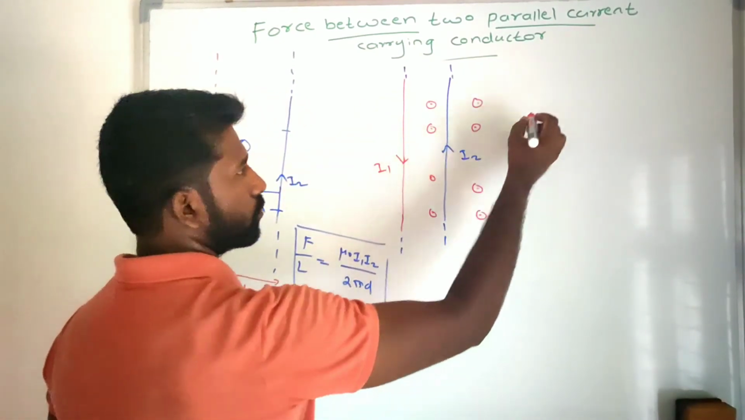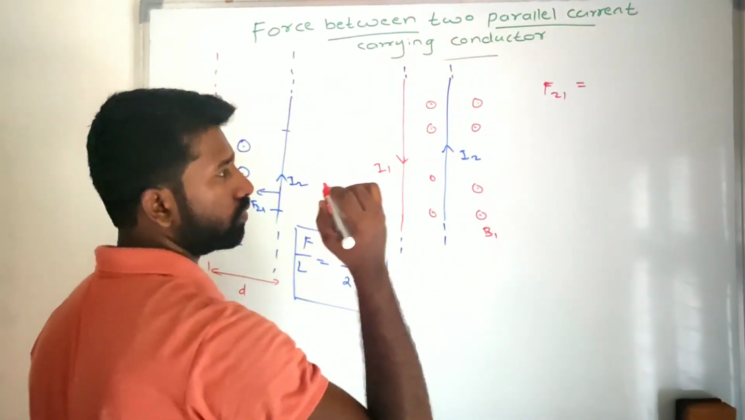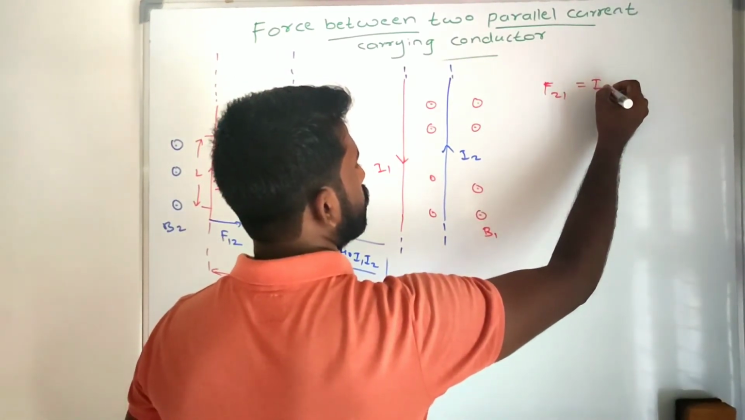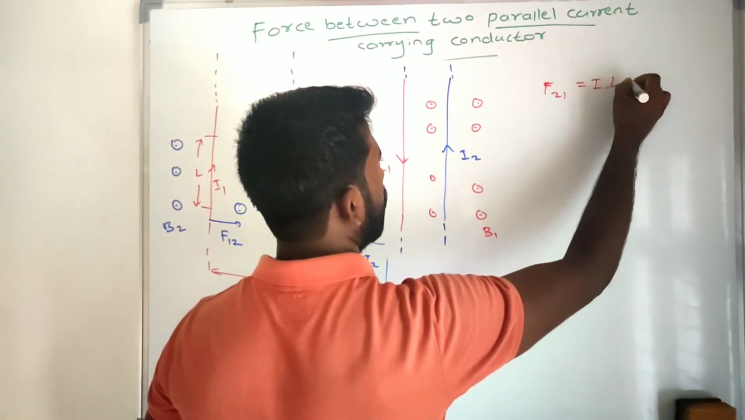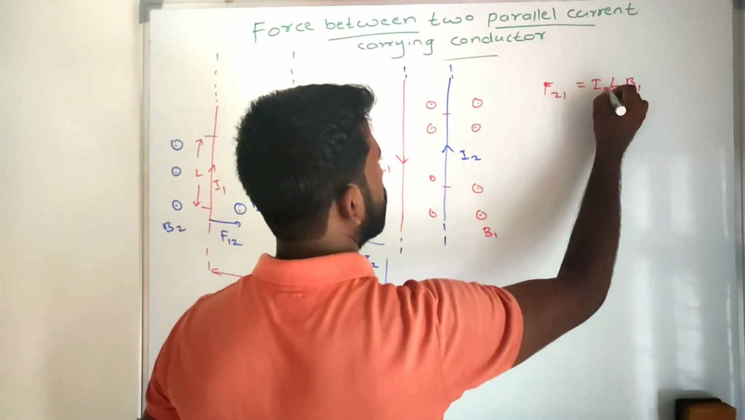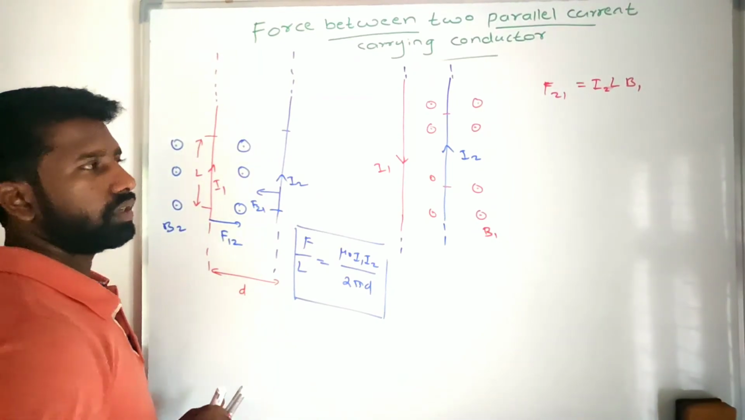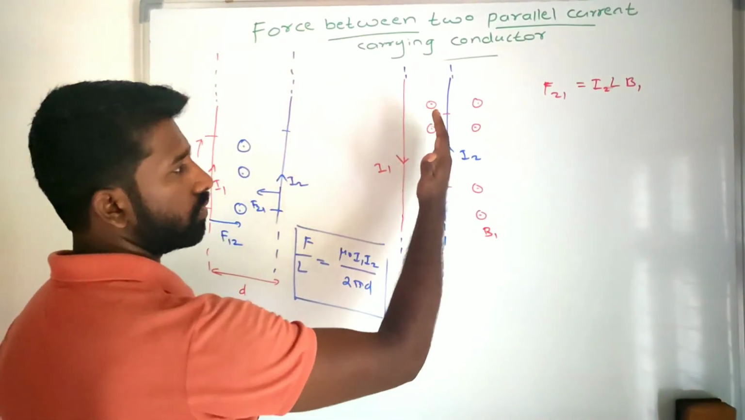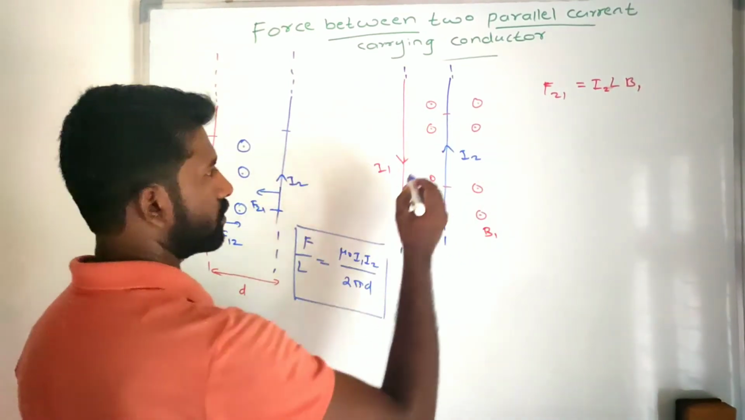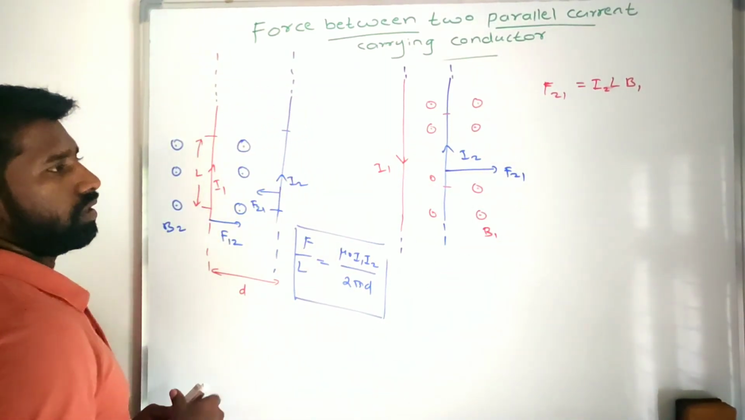In this, the second conductor is placed, so the second conductor experiences a force. That is F21, equal to what? I into L into B, where L is the length I have taken, L into B1, and this is I2. Okay, what about this direction? This direction we can find out by using the right hand rule. So place your right hand in the direction of current, then the curled fingers. That means the force is acting in this direction. This is the F21 force.